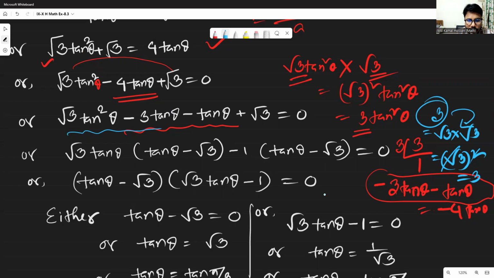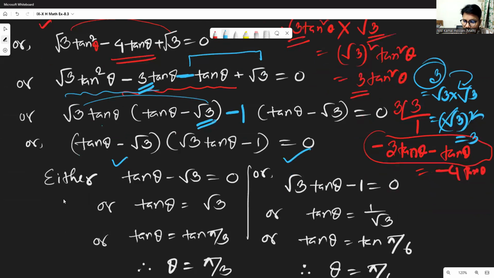If we take common one root over 3, there will be another root over 3 remaining, because root over 3 multiplied by root over 3 is 3. Tan theta multiplied by 1, or tan theta, remains the same. And in this part, root over 3 is common, and tan theta is also common from the first and second part: tan theta minus root 3. Now in the third and fourth part, the coefficient is minus, that's why I take minus 1 common. So now tan theta, minus minus plus. So here the first factor is tan theta minus root 3, and the second factor is root over 3 tan theta minus 1.